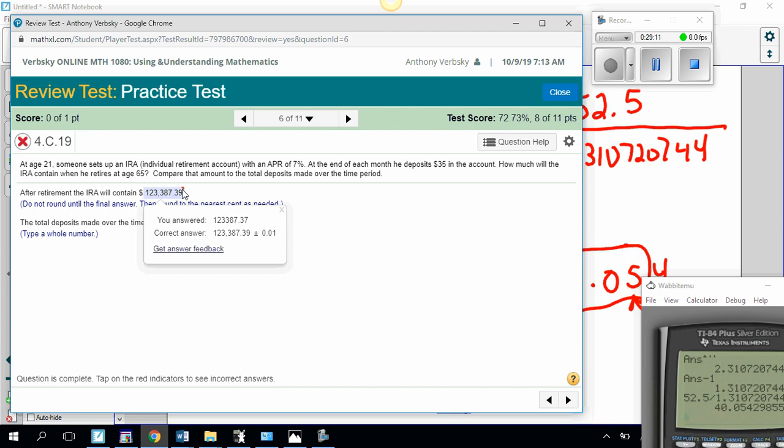Somehow I was off by two cents. Guess what? I'm going to give myself a perfect score on that. I thought I did a great job. I would go back and give you your points back on that particular problem. All right, so that one was right.